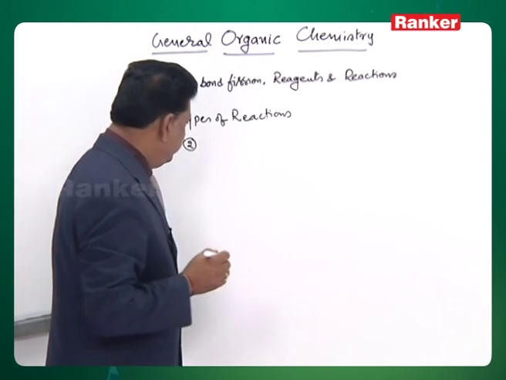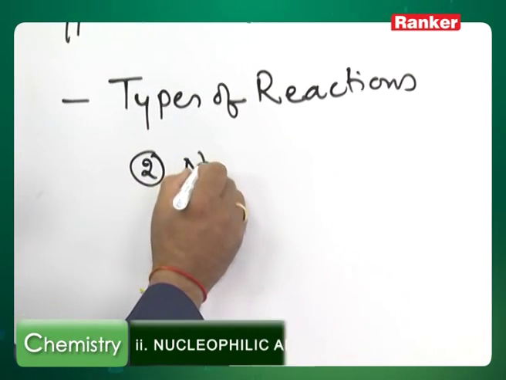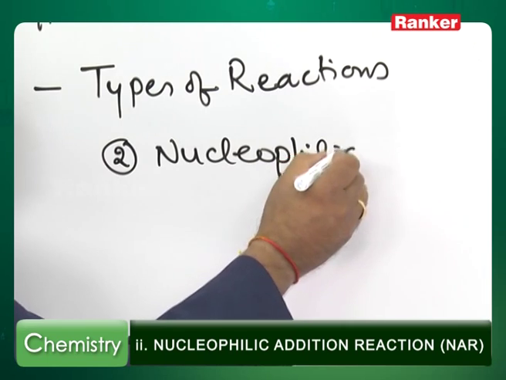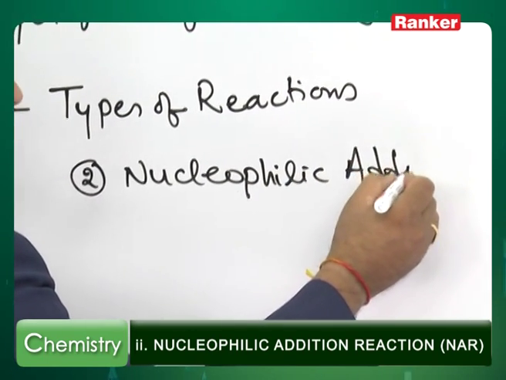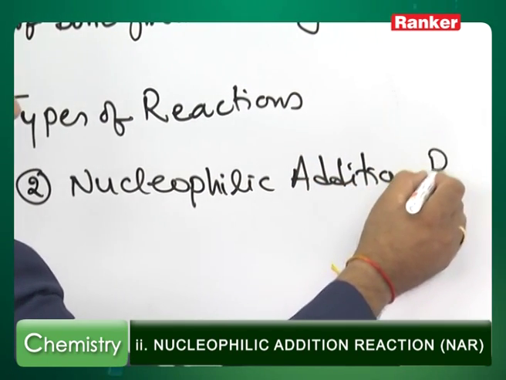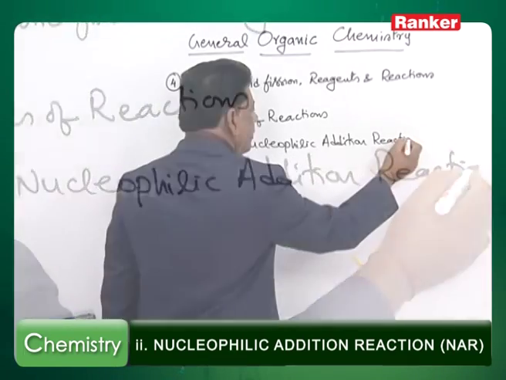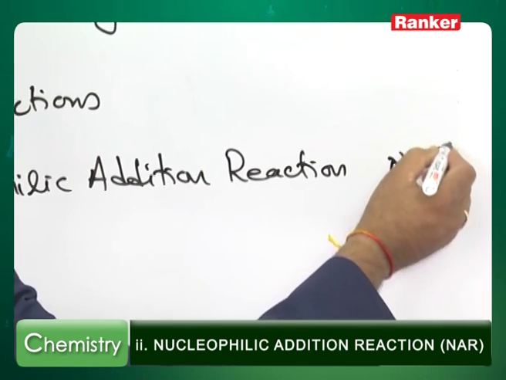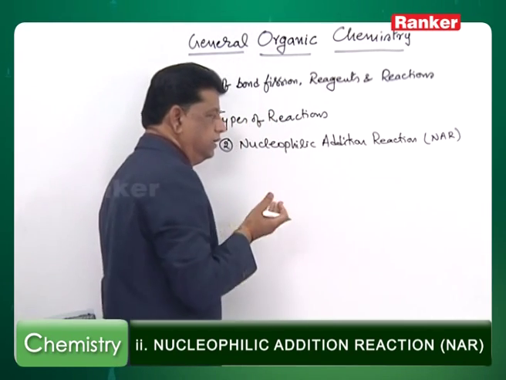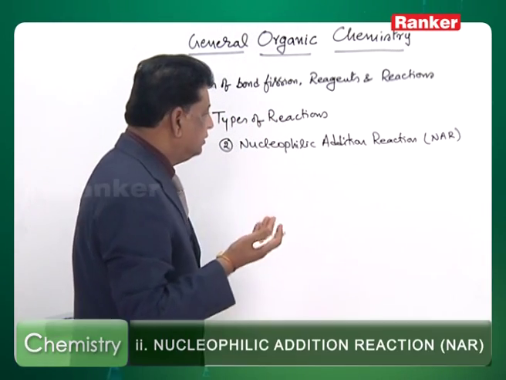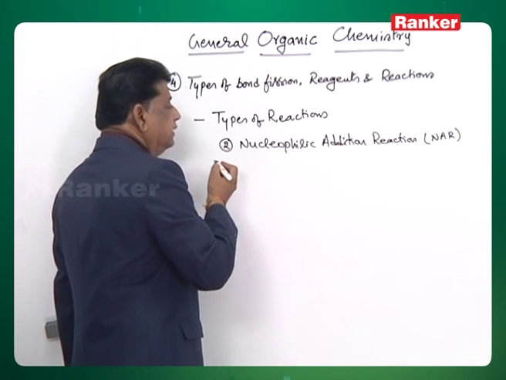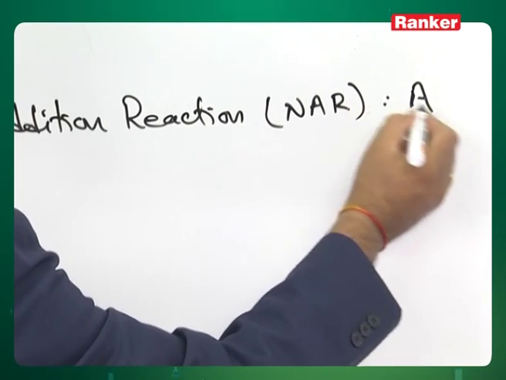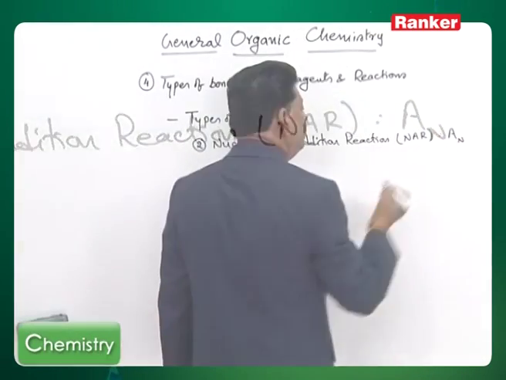The second type of reaction is the nucleophilic addition reaction. Nucleophilic addition reaction. You can abbreviate it as NAR. Nothing wrong with abbreviating if you have smart starting letters, you can use them. However, it is called addition started by a nucleophile.